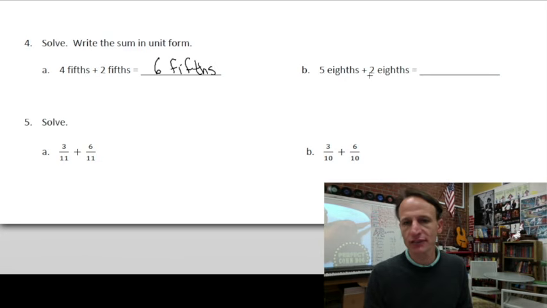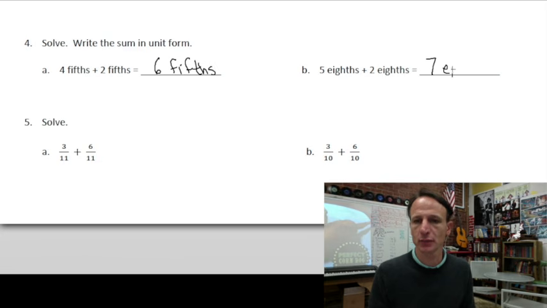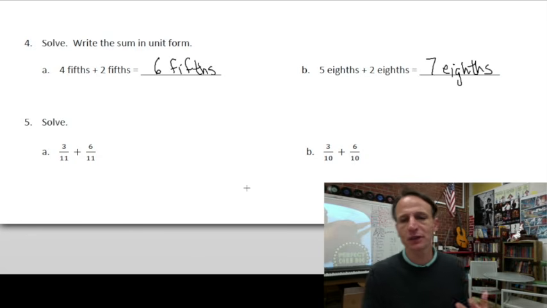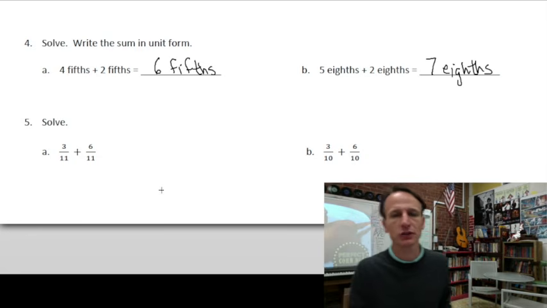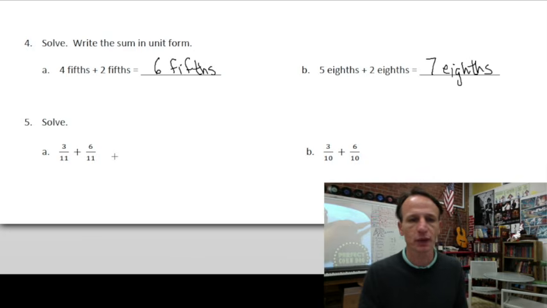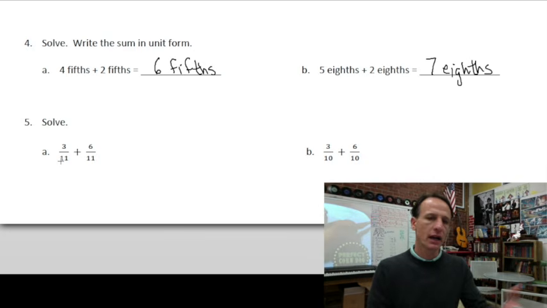And 5/8 plus 2/8. Well, 5 and 2 are, you got it, 7. And we're talking about what, Ed? We're talking about eighths. And we write out the words here to keep in mind that we're not changing these denominators just by adding and subtracting in this way with the same denominator. And now here in 5, A and B, we're just doing the same exact thing, just in numerical form instead of unit form.